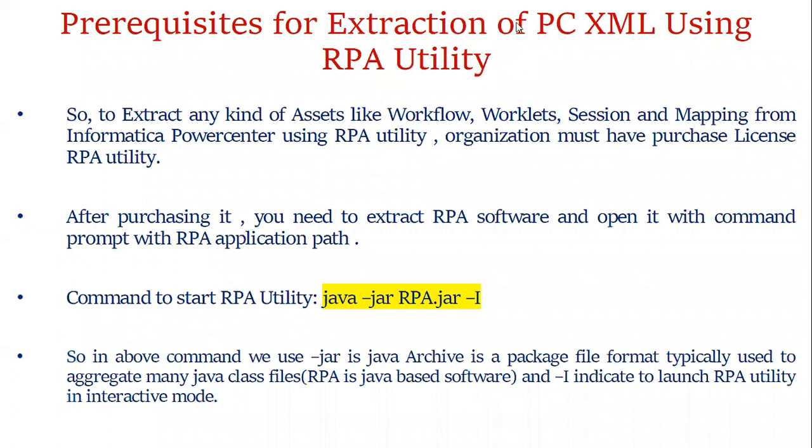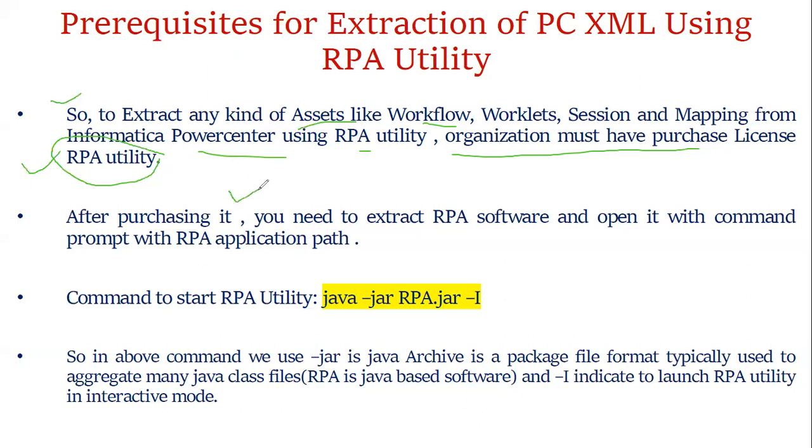What are the prerequisites to use this RPA utility for the extraction of PC XML? To extract any kind of asset, like workflow, worklet, session, mapping, from Informatica Powercenter using the RPA utility, the organization must have purchased a license for the RPA utility. This software must be ready with the organization. Then and only then can we have all this functionality by using the RPA utility.